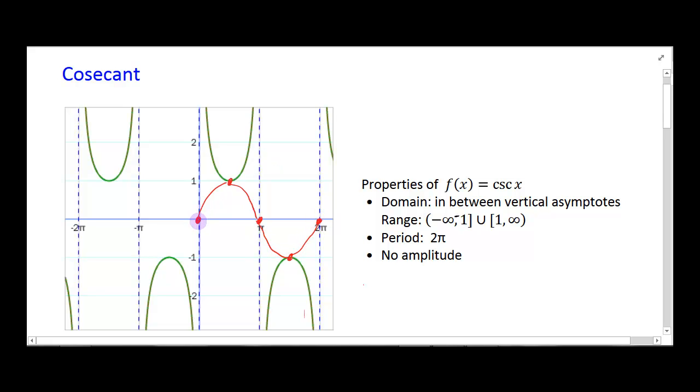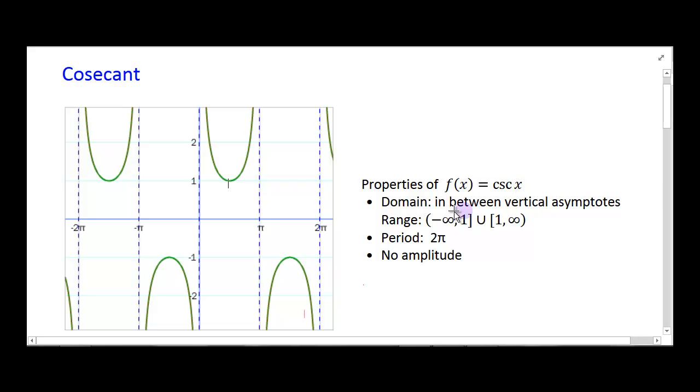And notice that everywhere I'm crossing the x-axis, I have a vertical asymptote, and everywhere I have a maximum or a minimum, that's where my cosecant function is going to touch. So we're going to use those ideas to graph the cosecant function based on what we already know sine graphs like.